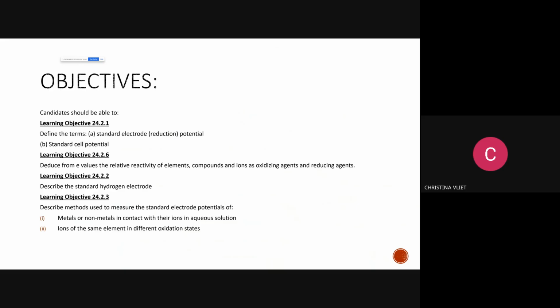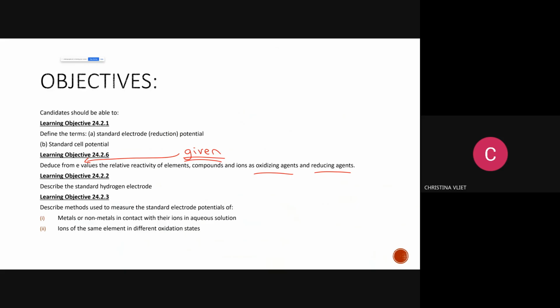And then the next thing is deduce from E values. So these are going to be voltage values, pretty much. The relative reactivity of elements, compounds, and ions as oxidizing agents and reducing agents. So you're going to be given numbers. You will not have to memorize the electric potential values. You will be given them. There's only one potential value I would assume you need to memorize, and I'll tell you why later. The one for the standard hydrogen electrode.